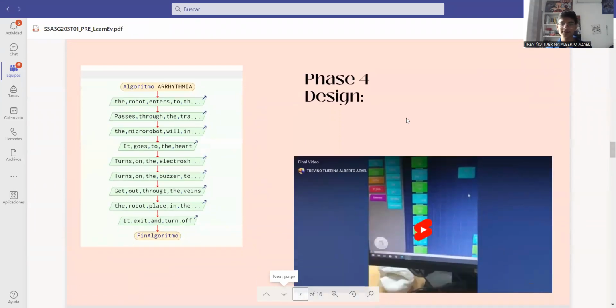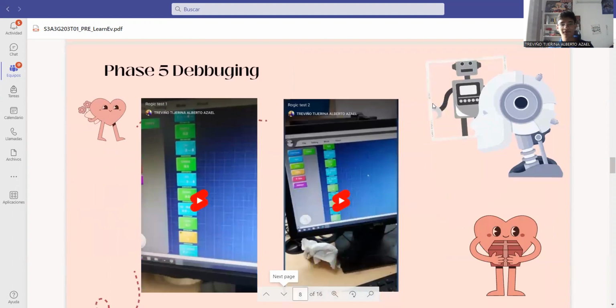Then phase four, design, is the flow chart and the coding, which is the same as phase three, but here it is more applied, in the form of the code language. In phase five, we try different algorithms to find the best commands for the robot so that it functions correctly.